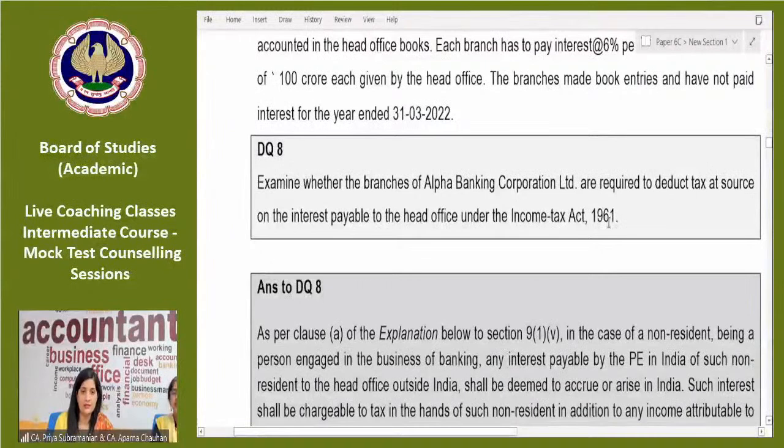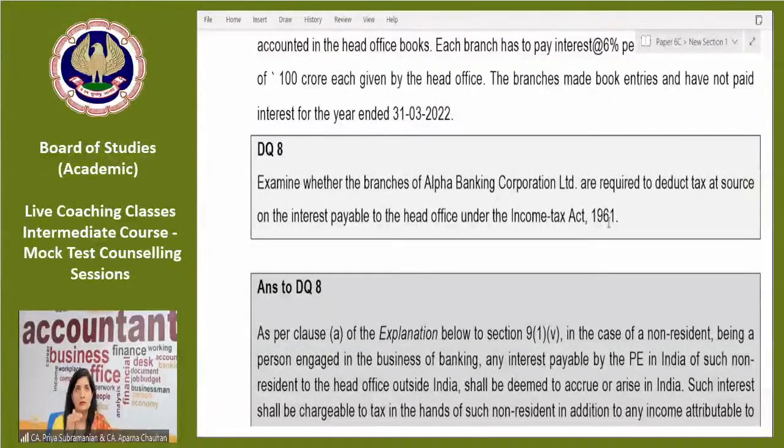The branches are non-resident in India, and this non-resident entity is engaged in the business of banking. For that purpose, you have to check the deeming provisions of Section 9. First of all, while determining tax deduction at source, you have to check whether that amount is chargeable to tax in India or not. For that, we go to Section 9(1)(v), which deals with interest, and when the interest would be deemed to accrue or arise in India in the hands of the non-resident.